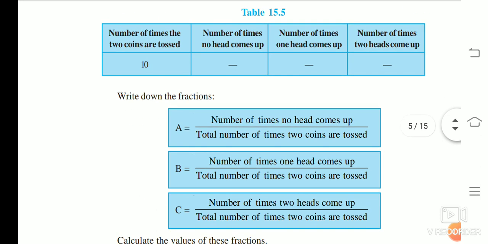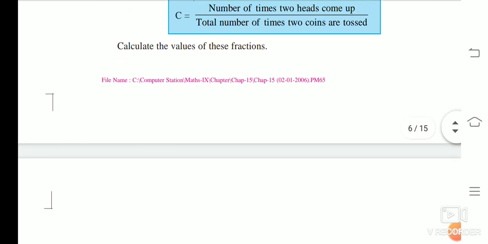You can write it in a probability way: a equals number of times no head comes up, that is first column answer divided by 10. Then b equals second column answer divided by 10. c equals third column answer divided by 10. Right, these were the answers.